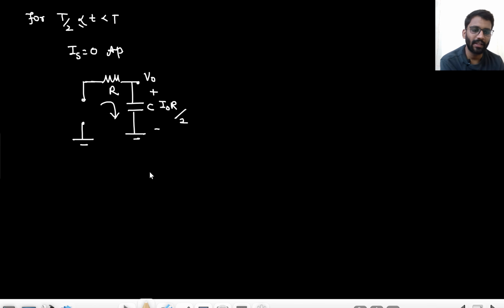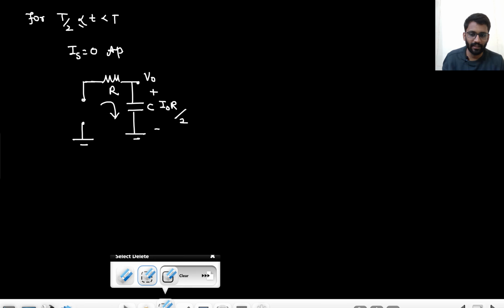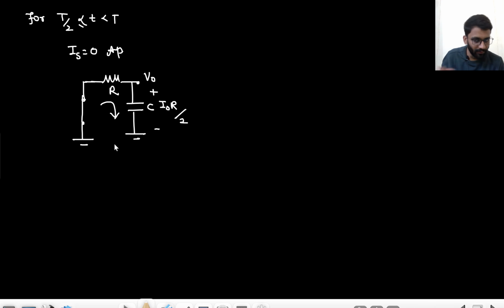Now, what is the current through the capacitor now? Input is gone. One end of resistor R is open-ended, not connected to ground. So you wouldn't say that the I naught R by 2 voltage will get discharged. No, the voltage will not get discharged because one end of the resistor is open-ended. Since it is open-ended, there is 0 ampere current flowing through it. If it was grounded, then we would have said that the capacitor will discharge through the resistor. But since it is open circuited, there is 0 ampere current. So the capacitor will neither discharge nor charge.